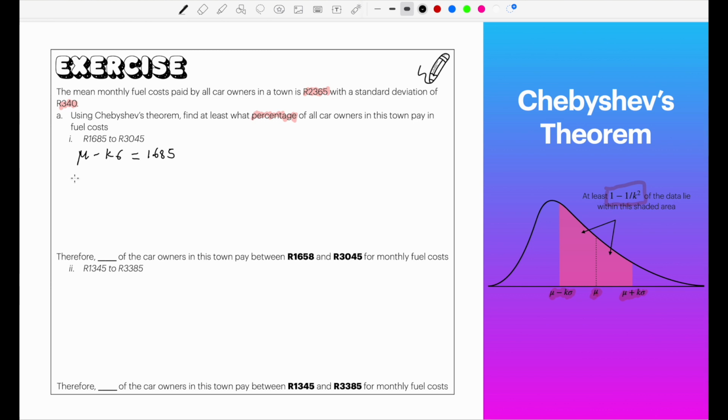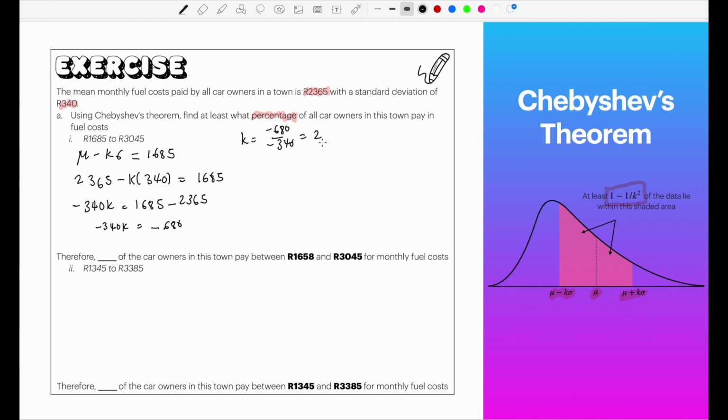Right, so what is the value for mu? Mu is your mean, that is equal to 2,365 minus k, which is what we want, times sigma, which is 340, and that will be equal to 1,685, because I chose to use the value on the left interval. Let's now solve for k. We are then left with minus 340 k equals 1,685 minus 2,365, and then we get minus 340 k equals minus 680. Then dividing each side by minus 340, we get k equals minus 680 divided by minus 340. You should come to a value of 2.